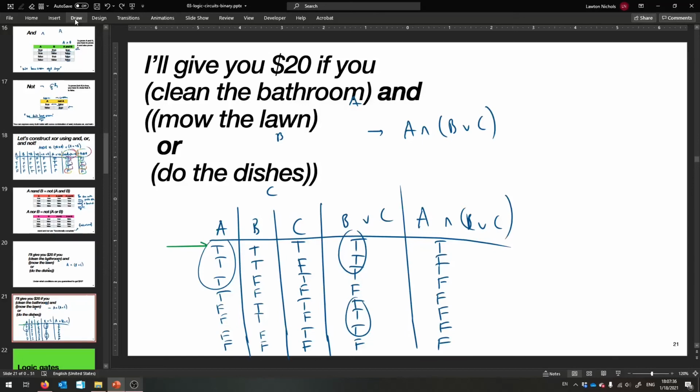Or I can be lazy, okay? I can choose one of these other two options. I can clean the bathroom. I'm forced to clean the bathroom, notice. That's what the and implies. I'm forced to clean the bathroom, and I get to choose one of these, okay? I can do one or the other or both, because it's inclusive or.